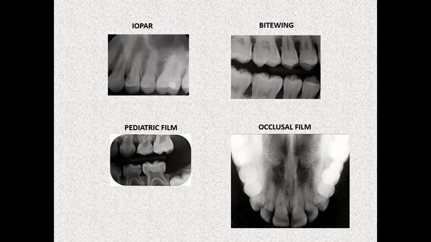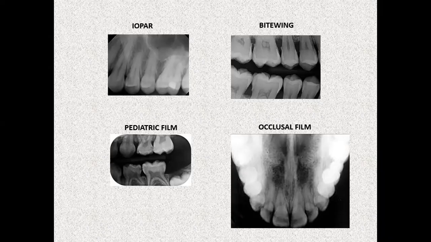The first image is a size 2 film, which is used to record the adult posterior region. We can see the crown and the root structure and also the periapical region. So the name intraoral periapical radiograph. On the upper right side, we can see a bite-wing radiograph, which records the upper and lower teeth along with the crown and a part of the root. Also, we can see the bony crest.